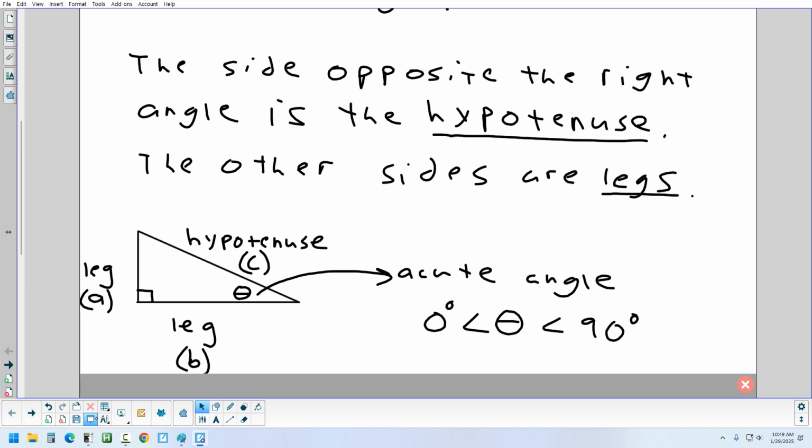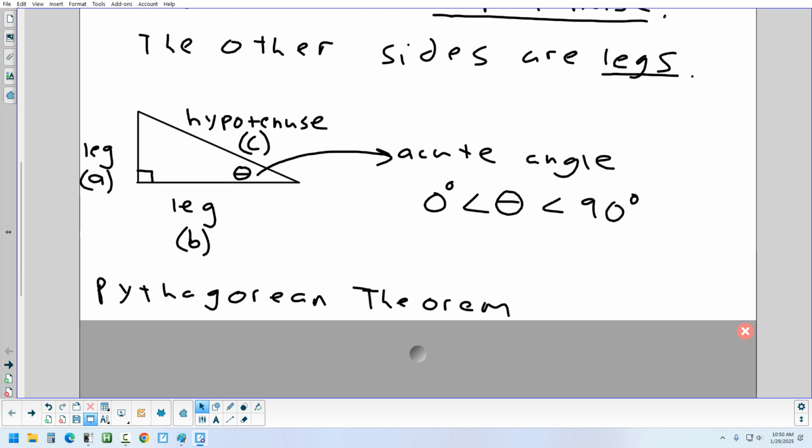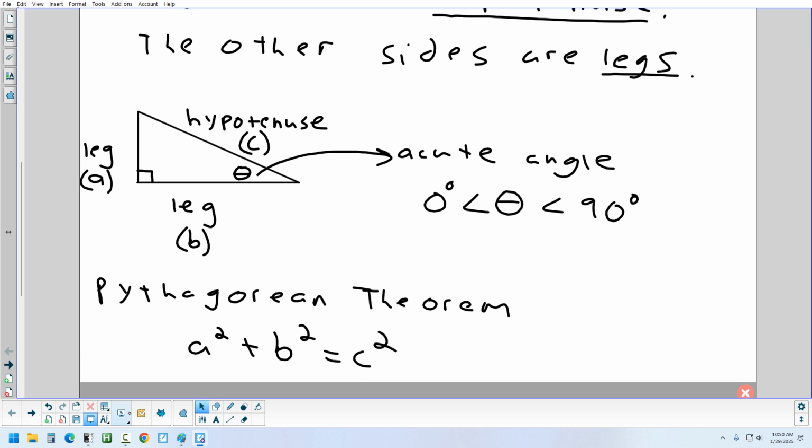What's the theorem that we can use in a right triangle that gives you a special relationship between the sides, but only in a right triangle? Yeah, the Pythagorean theorem. And do you remember what that theorem is? A squared plus B squared equals C squared. Just make sure we understand that A and B are legs, C is the hypotenuse.